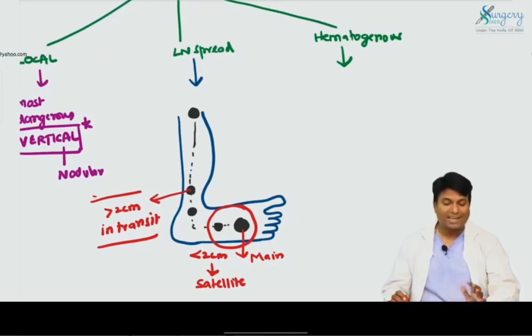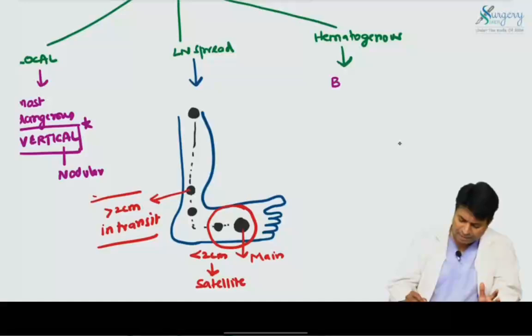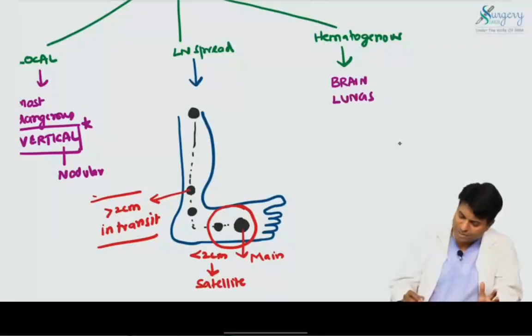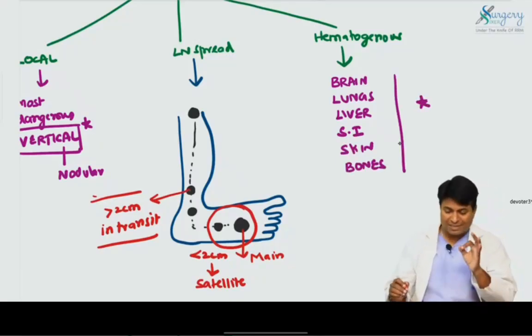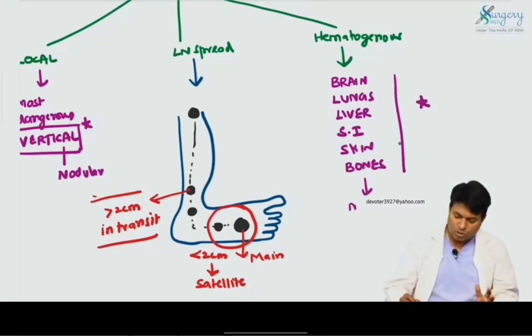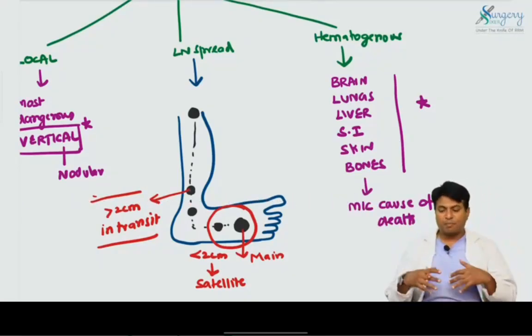Hematogenous spread: melanoma is one of the important cancers producing heavy metastasis. It can produce mets to brain, lungs, liver, small intestine, other places in the skin, and bones. Please remember, it has extensive metastatic potential, and that results in the most common cause of death. The most common cause of death in malignant melanoma is metastatic spread. It spreads everywhere and it causes death.